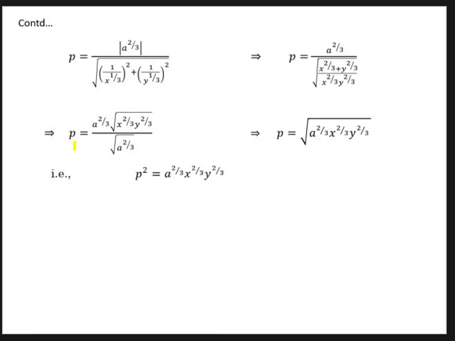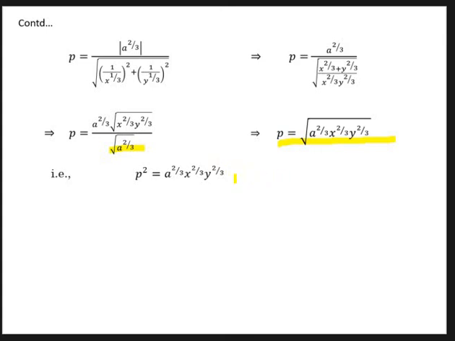So by simplifying this, we get p is equal to a to the power of 2 by 3 root of x to the power of 2 by 3 into y to the power of 2 by 3 by root of a to the power of 2 by 3. Further, this implies p is equal to a to the power of 2 by 3 x to the power of 2 by 3 y to the power of 2 by 3. So p square, taking square on both sides, we get p square is equal to a to the power of 2 by 3 x to the power of 2 by 3 y to the power of 2 by 3.